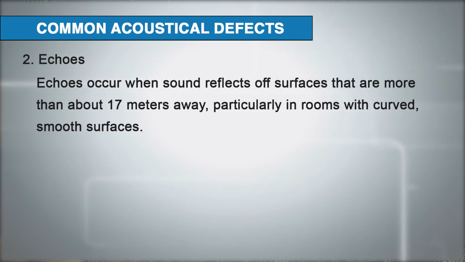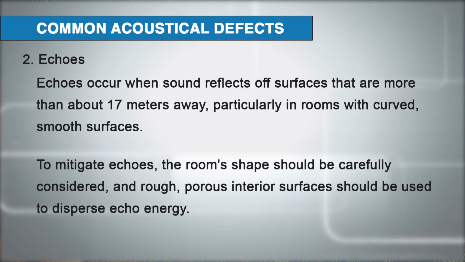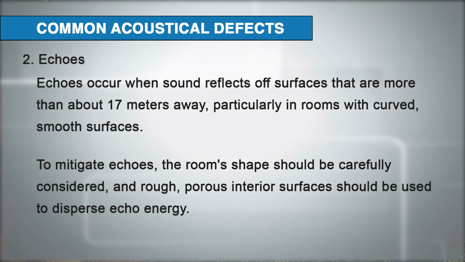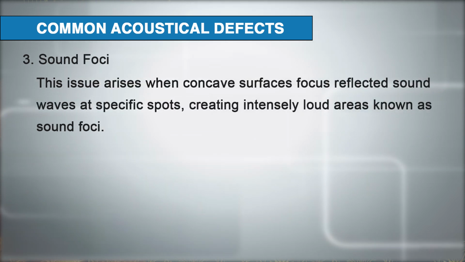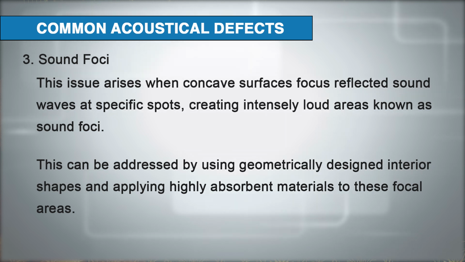Next is echoes. Echoes, as we discussed, occur when sound reflects off surfaces that are more than about 17 meters away, particularly in rooms with curved smooth surfaces. To mitigate echoes, the room shape should be carefully considered and rough porous interior surfaces should be used to disperse echo energy. Next is sound foci. This issue arises when concave surfaces focus reflected sound waves at specific spots, creating intensely loud areas known as sound foci. This can be addressed by using geometrically designed interior shapes and applying highly absorbent material to these focal areas.